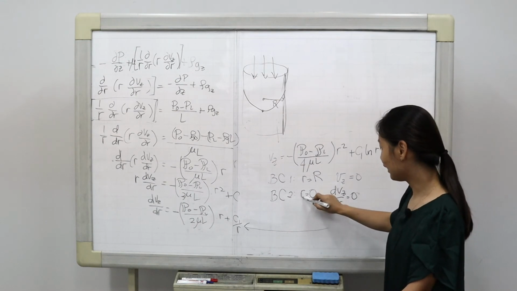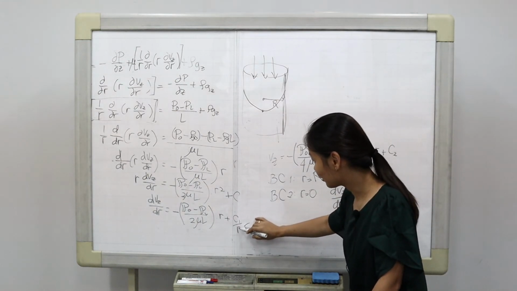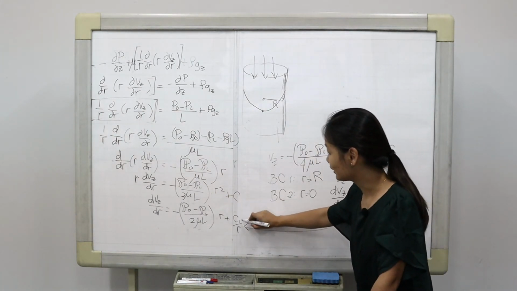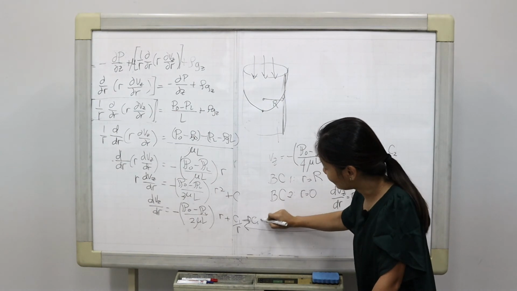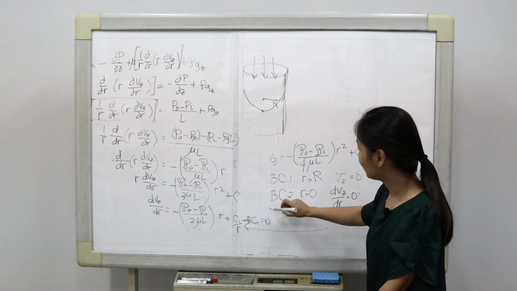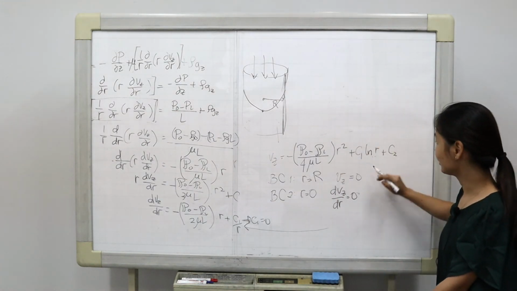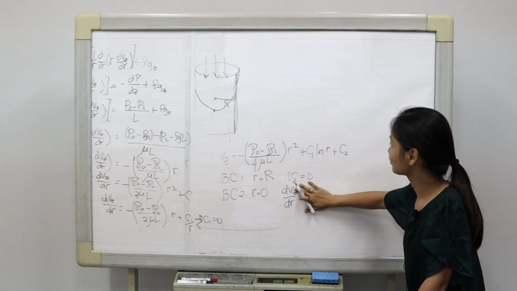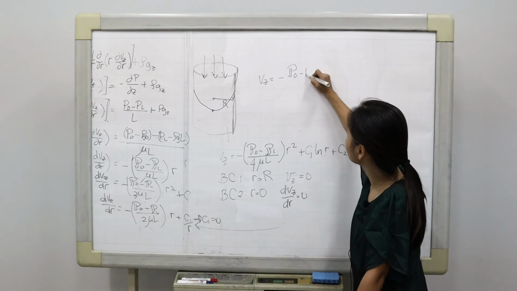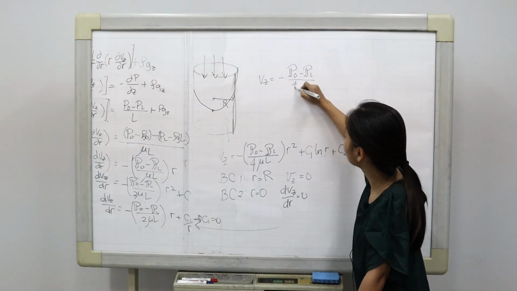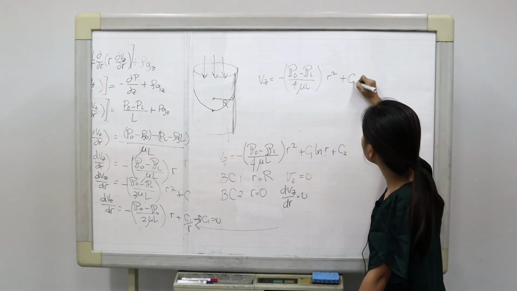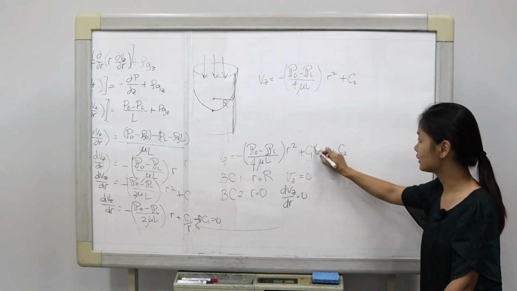When we put R equal to 0, dVz is 0. That will give us that C1 is 0. So now we put C1 equal to 0 here, and we get Vz is minus (modified pressure 0 minus modified pressure L) divided by 4 mu L times R square plus C2, because C1 is 0.